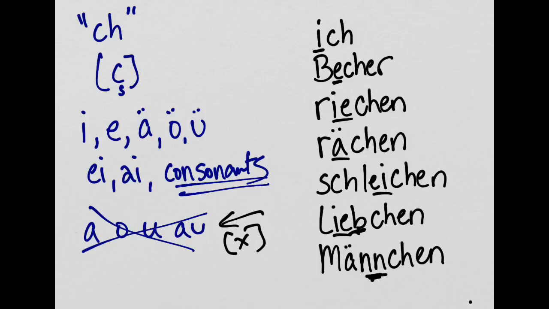Here we go. Ich, Becher, riechen, rächen, schleichen, Liebchen, Männchen. You hear that H is so forward in the mouth, it almost sounds like an English sh sound, but it is not. It's just a very strong h in the front of the mouth.